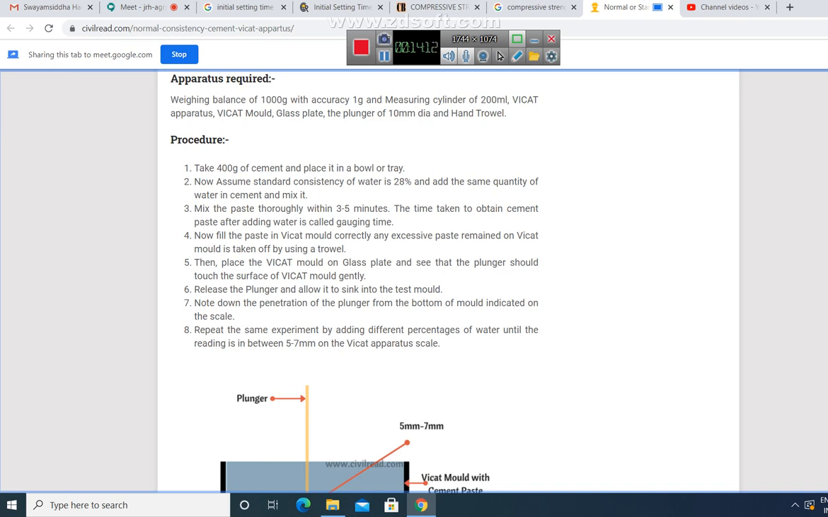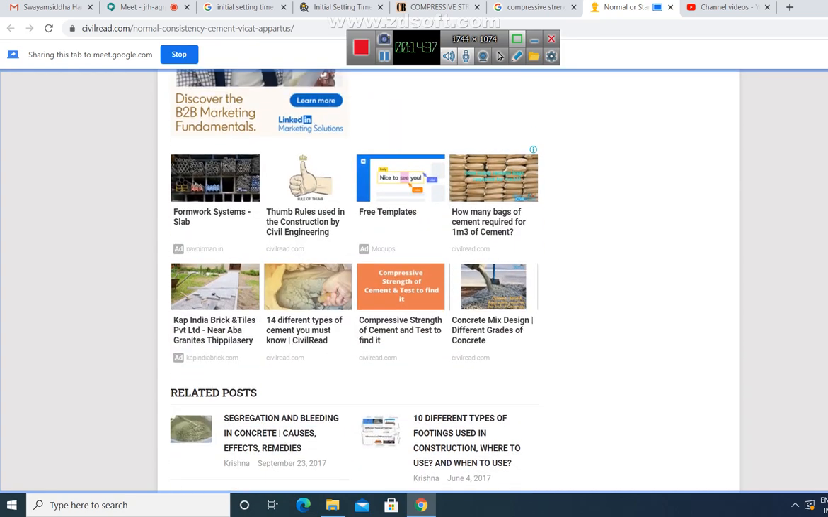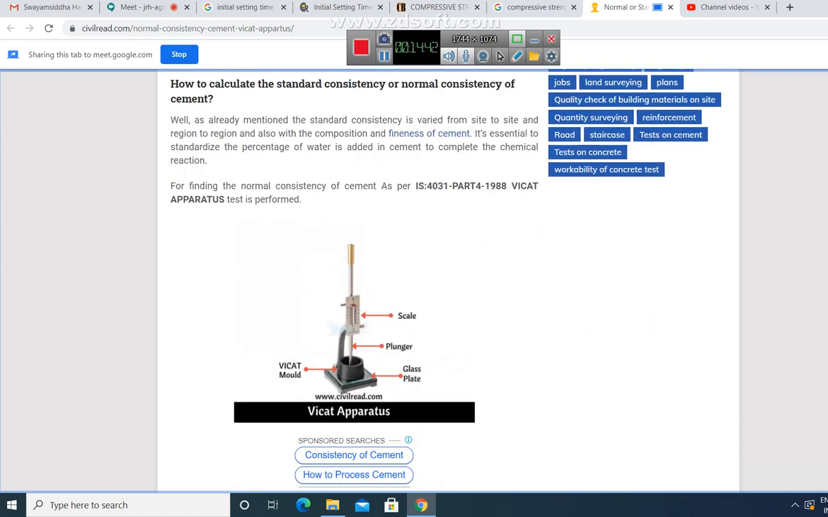Now once the paste is mixed thoroughly, you are filling the paste in the Vicat mold, and from the top of the Vicat mold any excess paste projecting out will be removed using a trowel. Now you are placing the Vicat mold on the glass plate, and you are placing the plunger of the Vicat apparatus. I already showed you the diagram for the Vicat apparatus. So within this mold you have placed the cement paste sample, and this Vicat mold is placed on this glass plate, and you are allowing the plunger to touch the surface.